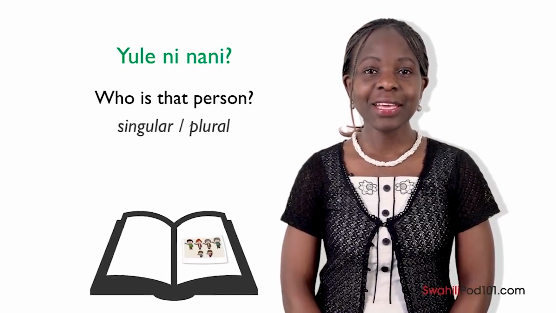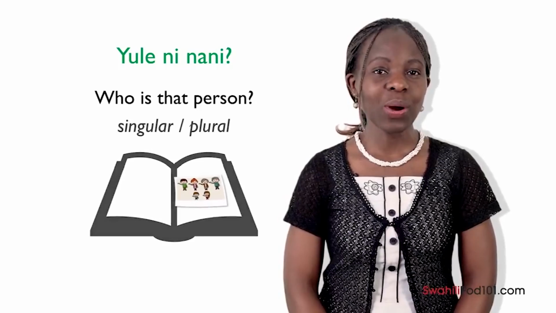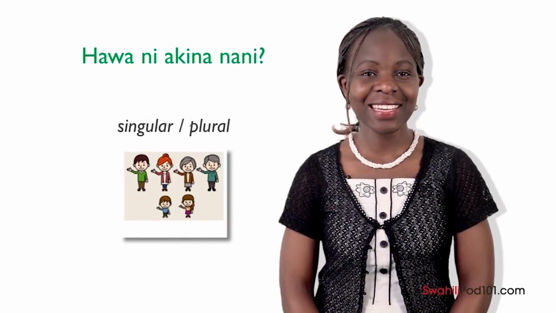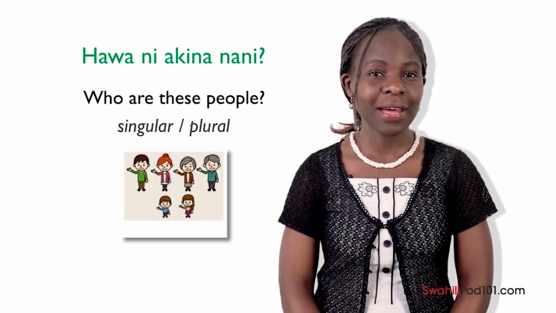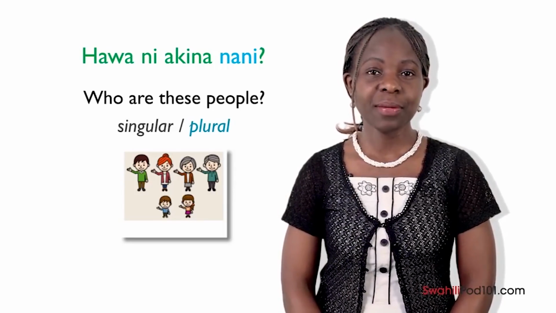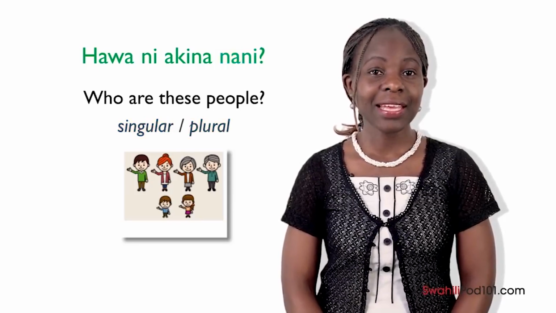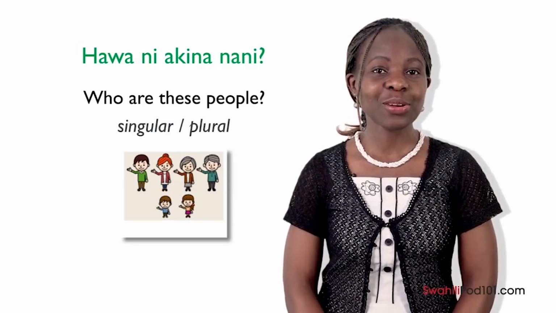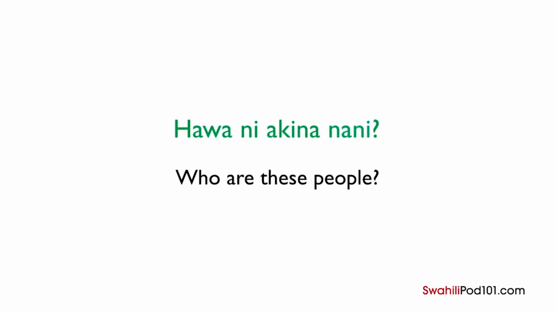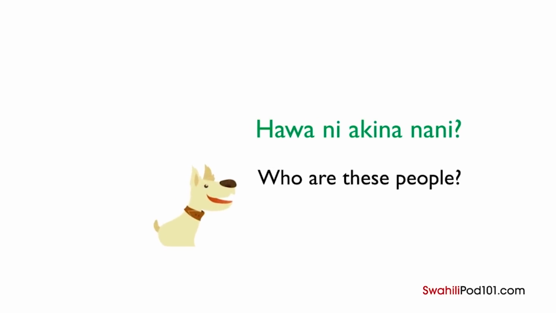For example, if you're browsing a photo album and want to ask who the people in the pictures are, you will ask, hawa ni akina nani? Who are these people? The question word nani also conjugates in all different cases, both in the plural and in the singular. In this lesson, we'll take a look at the most commonly used ones. Nani only works for people, so you can't use it to ask about objects. When talking about animals, you usually use yupi. However, yupi is also used for people.